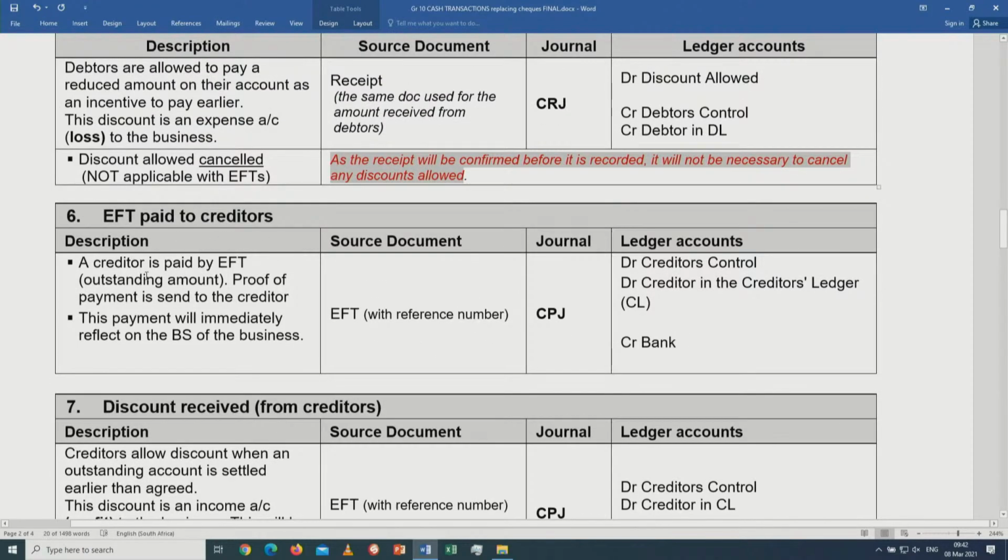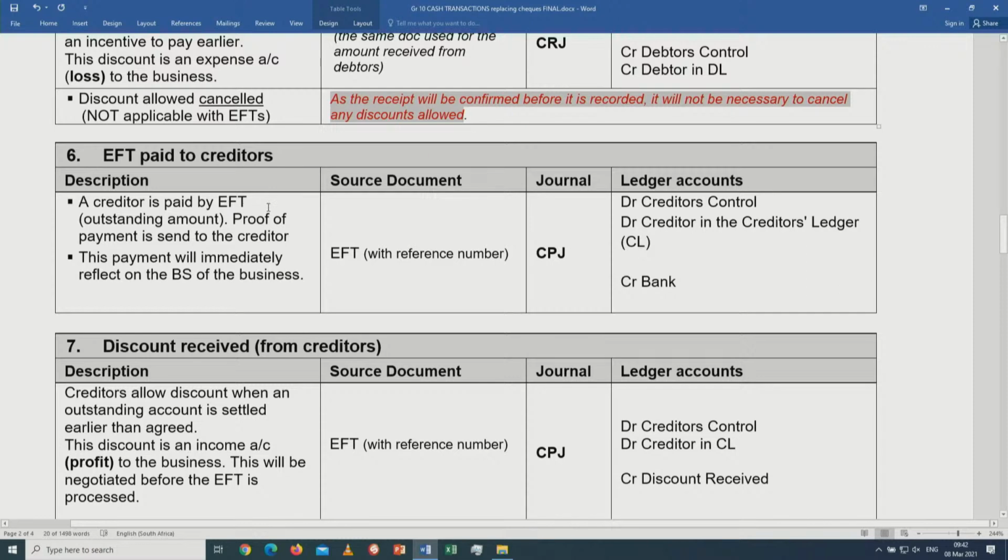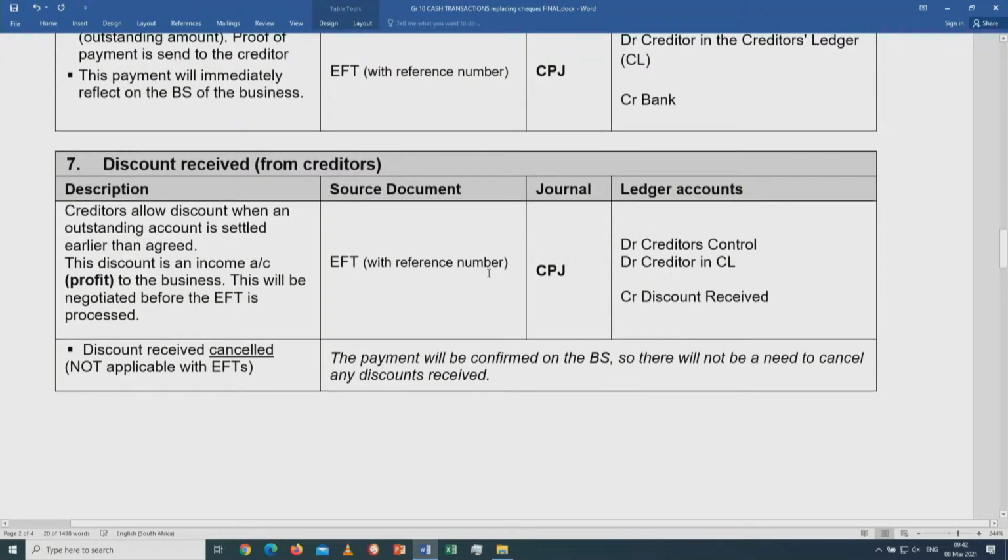EFT paid to creditors. Description: a creditor is paid by EFT the outstanding amount. Proof of payment is sent to the creditor. This payment will immediately reflect on the bank statement of the business. That is true because you are the one paying, so it will immediately reduce whatever amount you have in your bank account. Then the source document here will be an EFT with reference number. Then the journal will be the cash payment journal. And then in the ledger accounts, you debit the creditors control, debit the creditors in the creditors ledger, and then you credit your bank, because you reduce whatever you have in the bank.